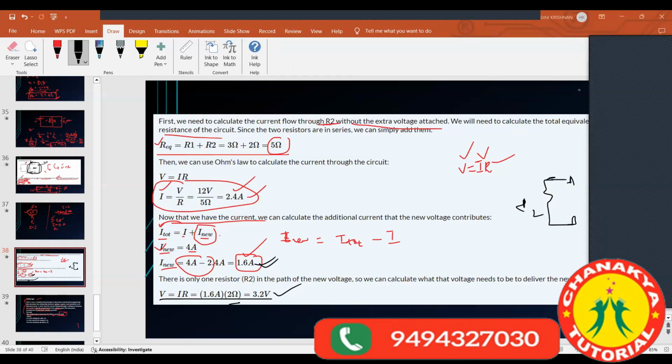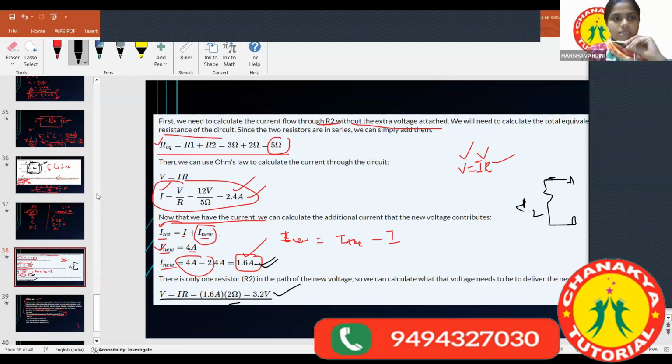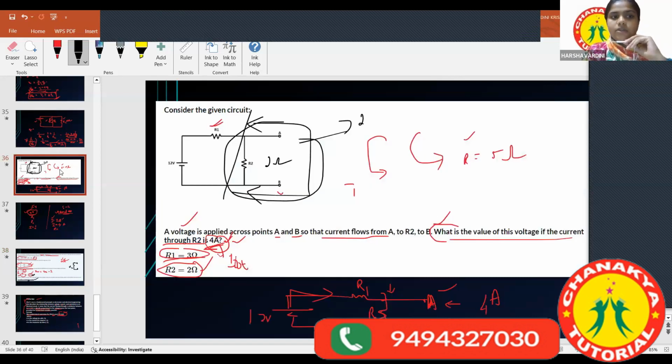Am I audible? Yes, ma'am. Yes, sorry. Ma'am, this question is a little hard to understand, but if you understand, it's so easy to solve. You have to read the question very carefully. That's why I have given this question. This is one of the questions from some competitive exam. I forgot which, I took this from one website.